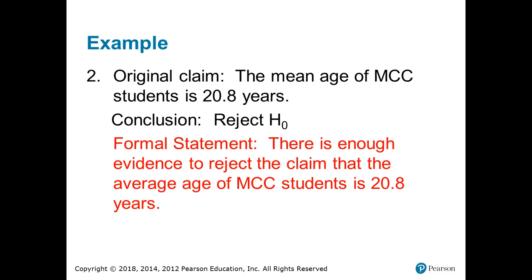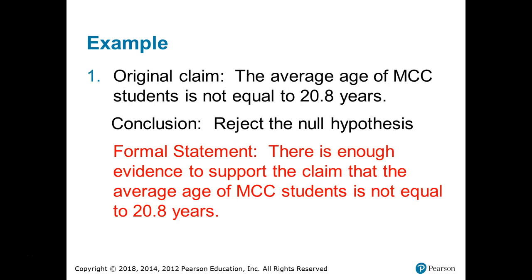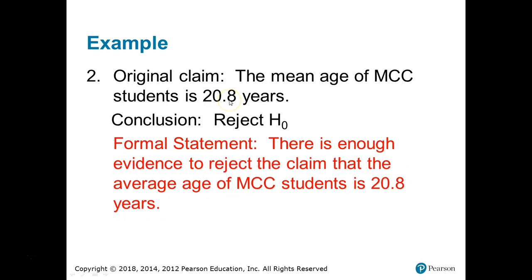A second example: the mean age of an MCC student is 20.8. Notice the difference between the last one and this one. The last one was saying not equal to; this one is saying is equal to. And our conclusion was to reject the null hypothesis, so the formal statement would read, there is enough evidence to reject the claim that the average age of an MCC student is 20.8 years.